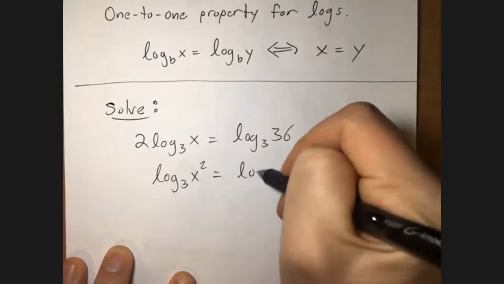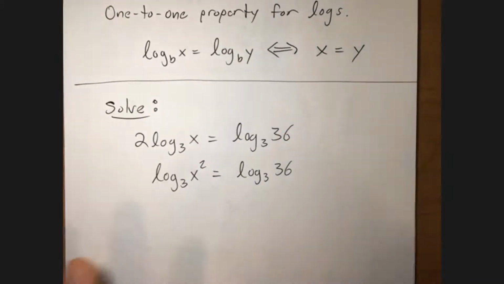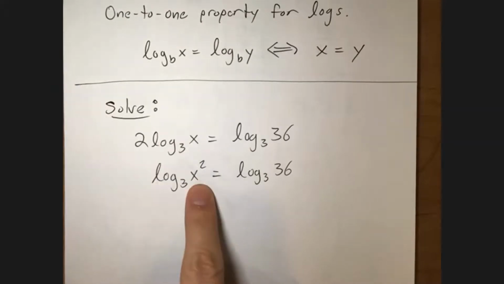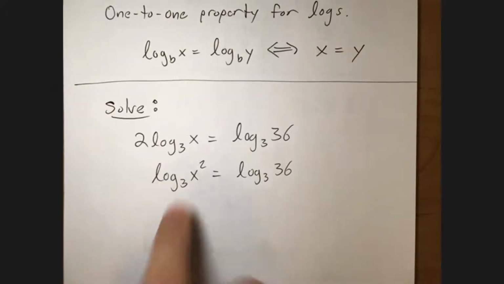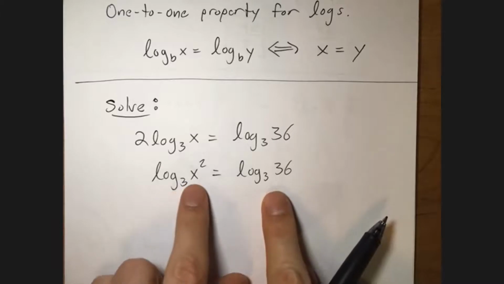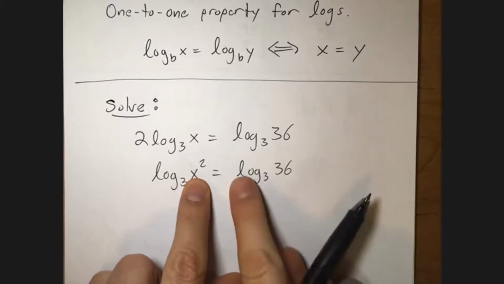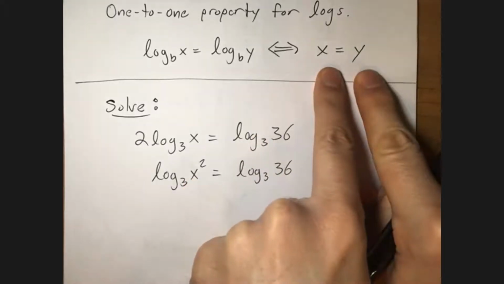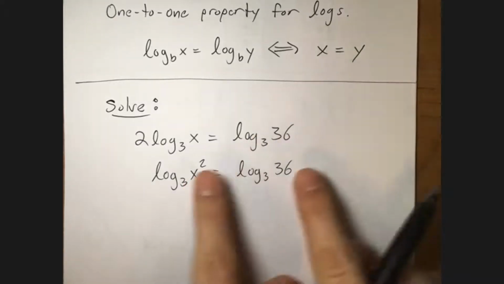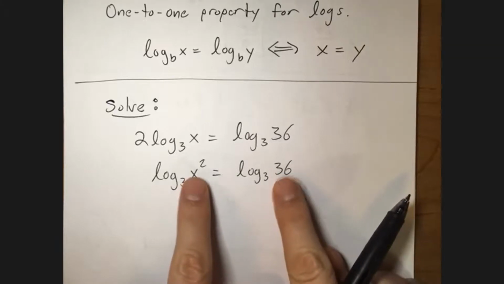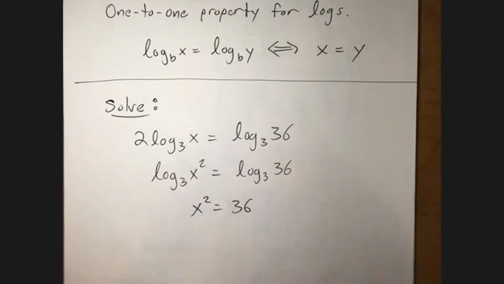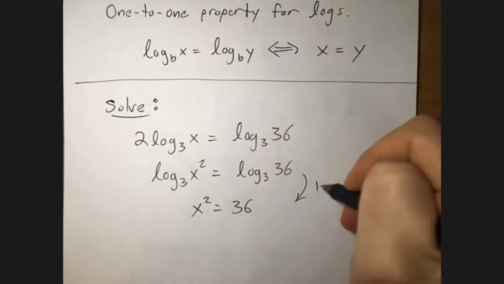Write it back as an exponent. If I use the power property, I'd go from here to here, but I could just do it backwards and come to here. And now I've got that the log base 3 of one thing equals log base 3 of another thing. So by the one-to-one property, we know that these two things must be equal. Okay? So x squared must equal 36. And that's the one-to-one property.